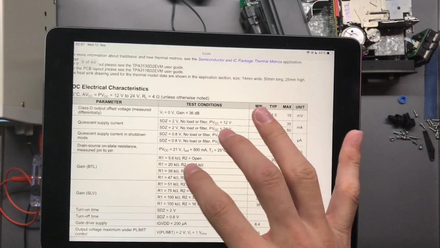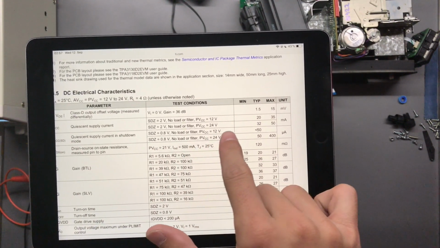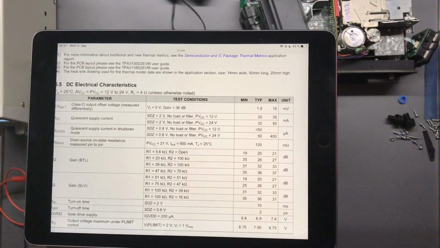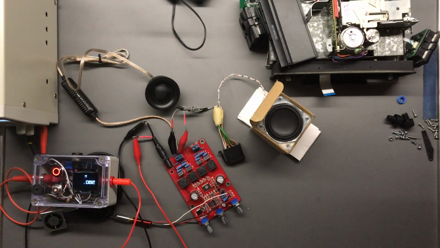So, where is it? So quiescent supply current, 50 milliamps at 24 volts, right? So we're getting 82. I'm gonna call that a good day, right? A good result.